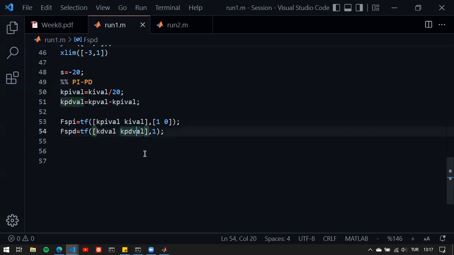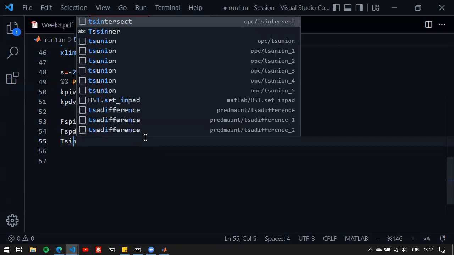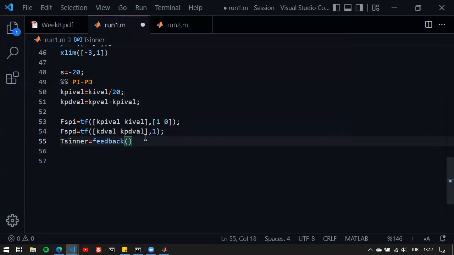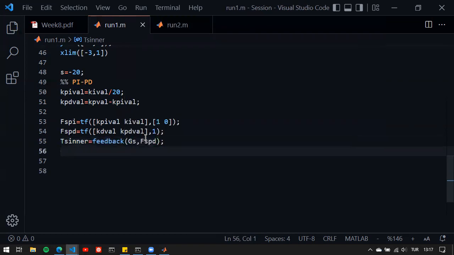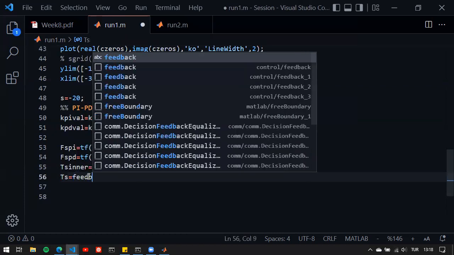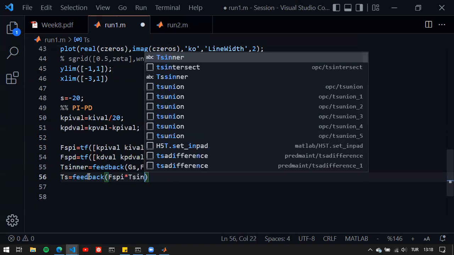So let's see what the response of the PI-PD controller will be. Instead of looking for that, let's call this TS inner and calculate the first loop. So G(s) and then F(s) PD. F(s) PD and G(s). This is the inner loop. And then we have a PI controller and this inner transfer function here. So therefore, feedback, we have F(s) PI times TS inner, comma 1.